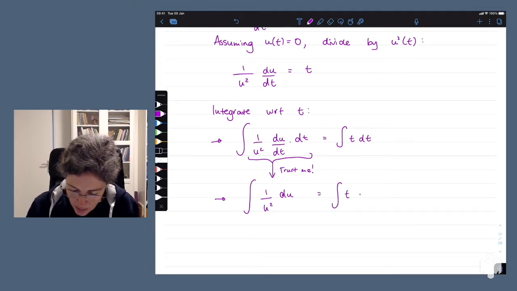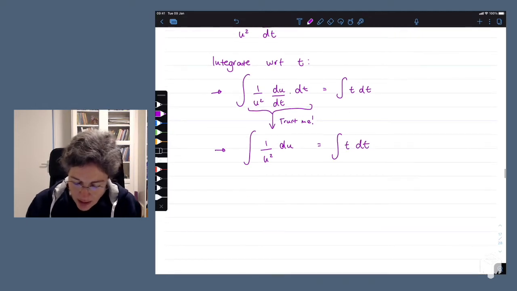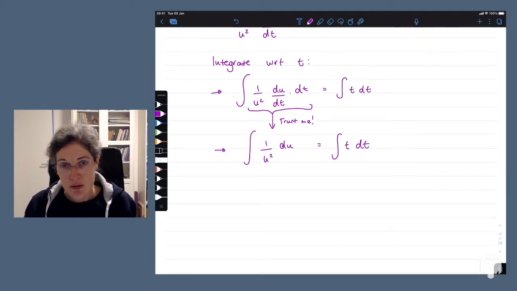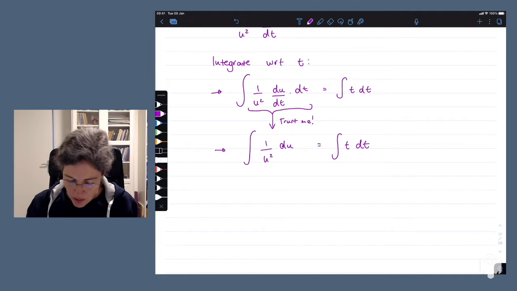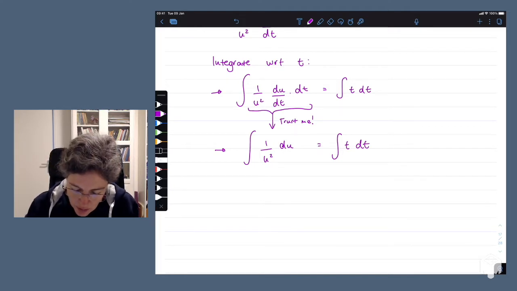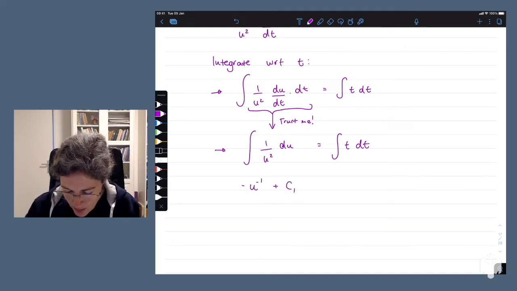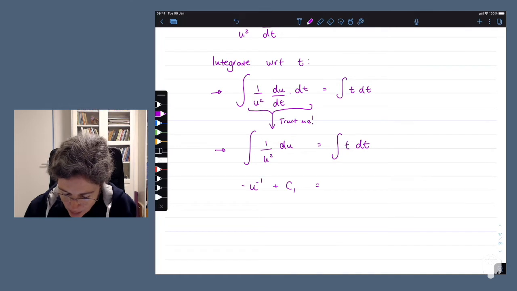So now we have two integrals, which are pretty straightforward to do. Let's go ahead and do them. We're not going to forget our constants. So the integral of 1 over u squared is going to be u to the minus 1, and we need a minus over there, plus c1, is equal to the integral of t, which is a half t squared plus c2.